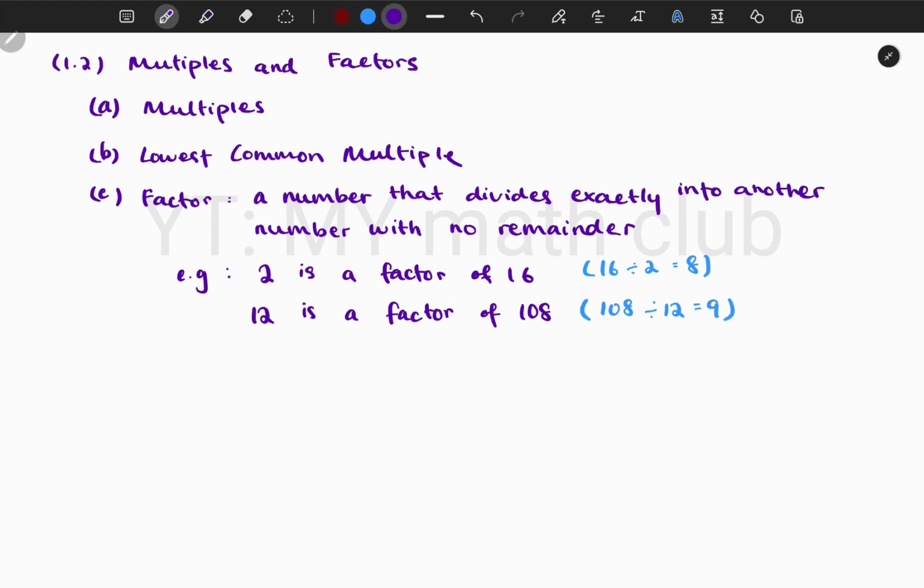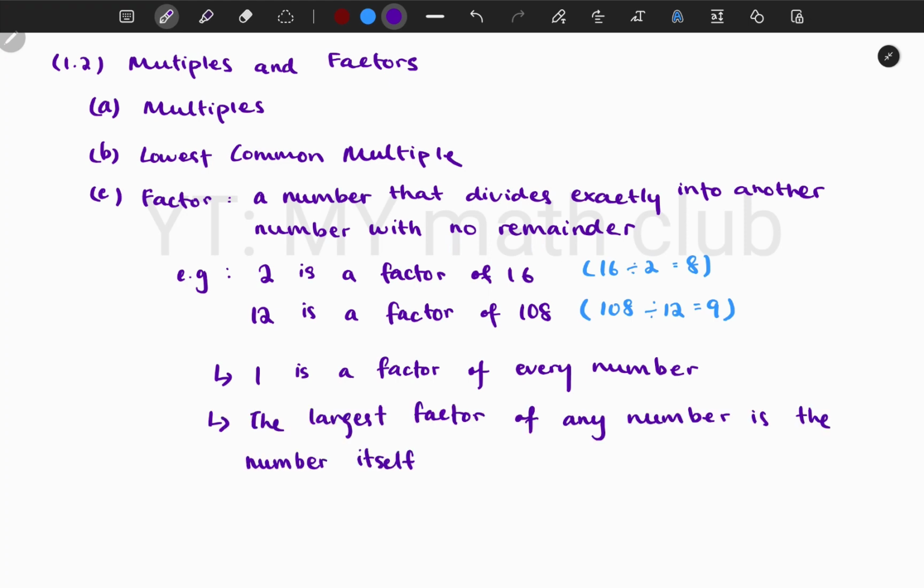And so if you understand what factors are, the next two things will make a lot of sense. First, 1 is a factor of every number, and second, the largest factor of any number is the number itself.